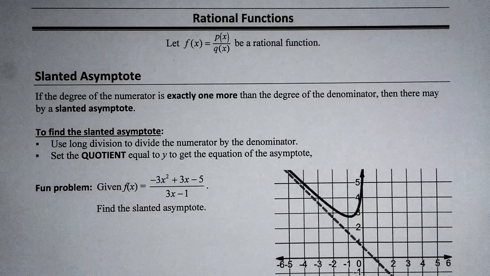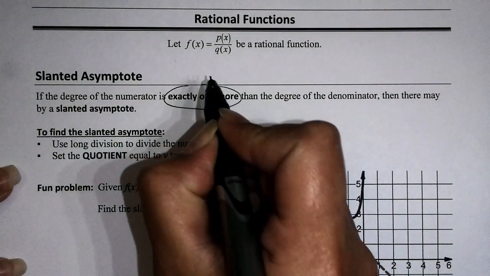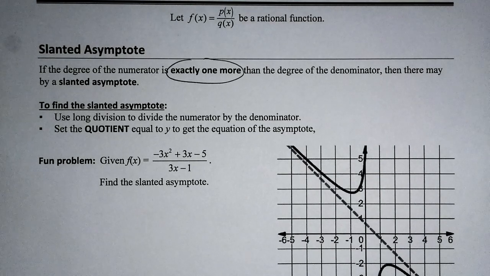So if the degree of the numerator is exactly 1 more than the degree of the denominator, then there may be a slanted asymptote. And the question is, well, how do we find the slanted asymptote? To find the equation of a slanted asymptote, we are going to use long division to divide the numerator by the denominator, and then the equation is given by y equals the quotient of whatever we got. So let's go ahead and look at our fun problem.